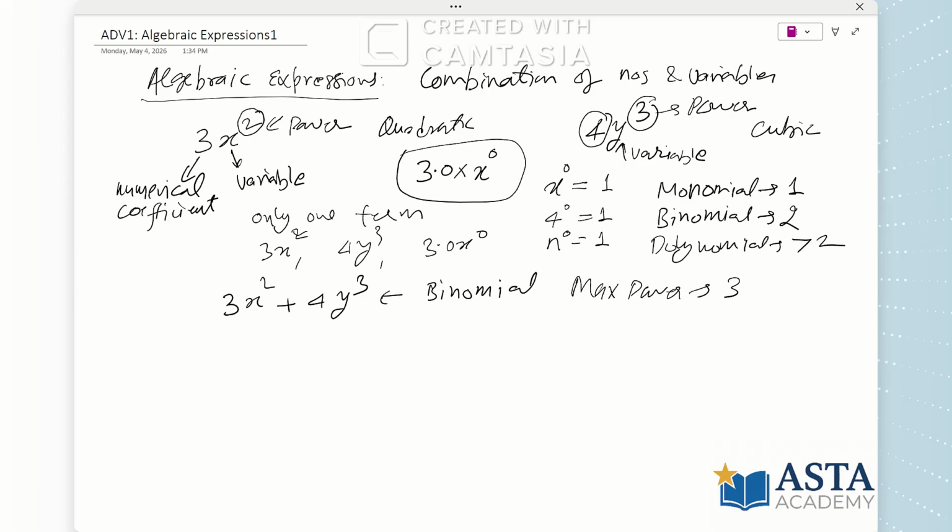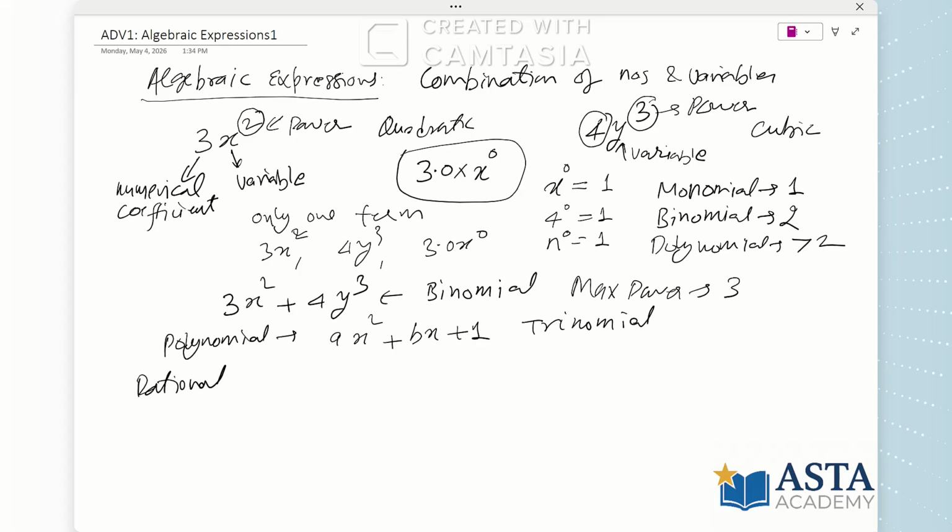So now we have seen monomial, binomial, and polynomial, and their examples. I'd like to give you an example of a polynomial, in which you can have something like ax square plus bx plus 1. It has more than 2, so it is actually 3 terms. 3 terms has again a special name, which is called a trinomial, and more than 3 you can say polynomial.